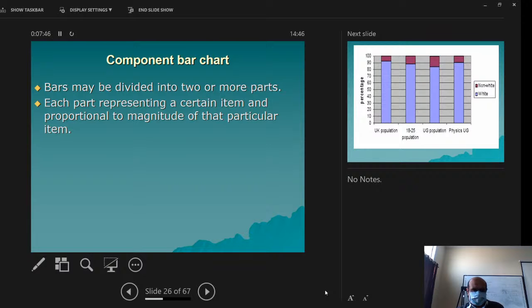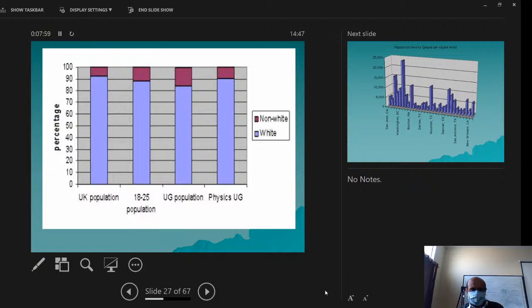Components. A bar chart may be divided into two or more parts, each part representing a certain item and proportional to the magnitude of that particular item. Non-white, white.